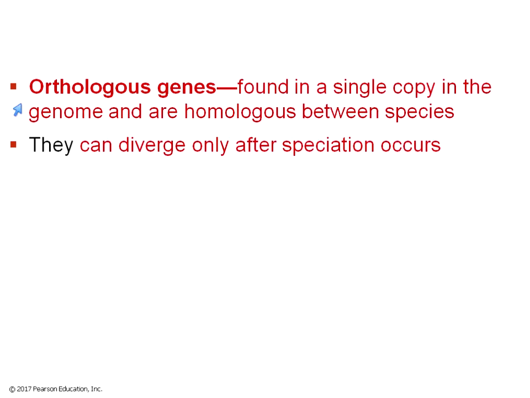Orthologous genes are found in a single copy in the genome and are homologous between species. Orthologous genes and homologous genes are very similar in definition, but here's the key: orthologous genes can diverge only after speciation occurs.